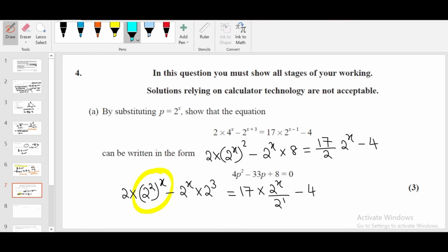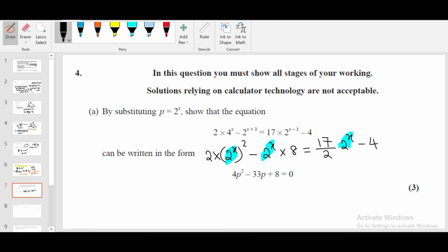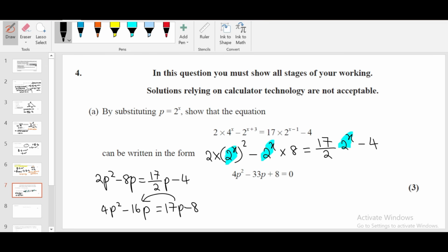Replace all these 2 power x by p. That's the next step. So you will get 2p squared minus 8p is equal to 17 over 2p minus 4. To get rid of the fraction, multiply throughout by 2. You will get 4p squared minus 16p is equal to 17p minus 8. Put everything on one side, you will get this equation, because minus 16 minus 17 is minus 33, and minus 8 becomes plus 8. That's it. That's part A of this question.